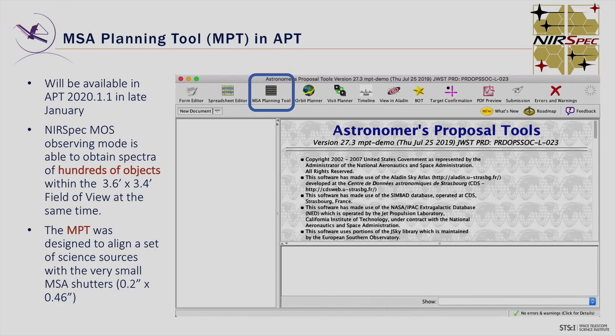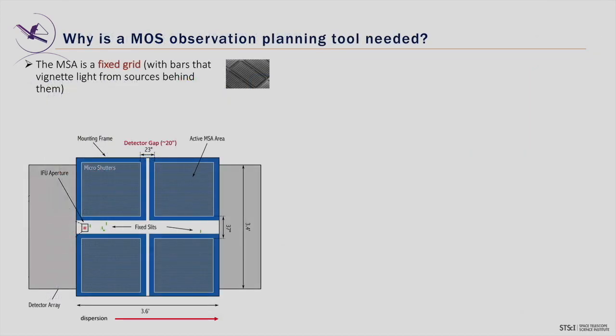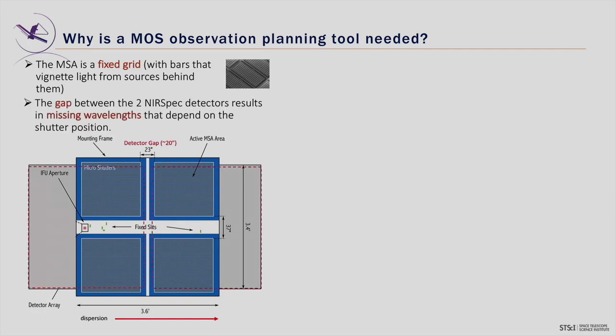There is, like I said before, a gap between the two NIRSpec detectors, and so that will possibly require dithering if you need to pick up the wavelengths that are lost in any given exposure. If you want to observe them in a second exposure, you would have to dither a little bit in order to recover those wavelengths that were missing.